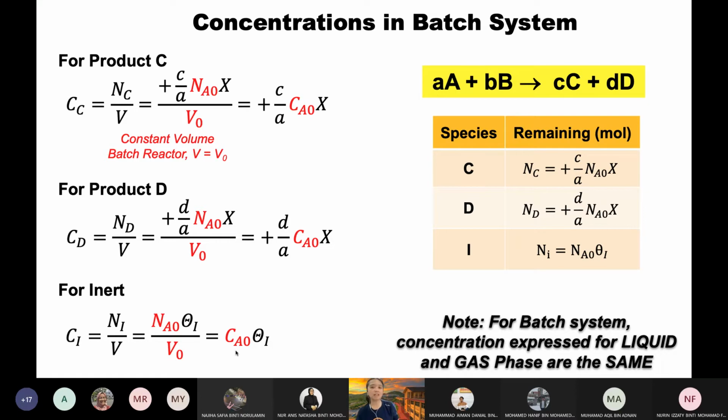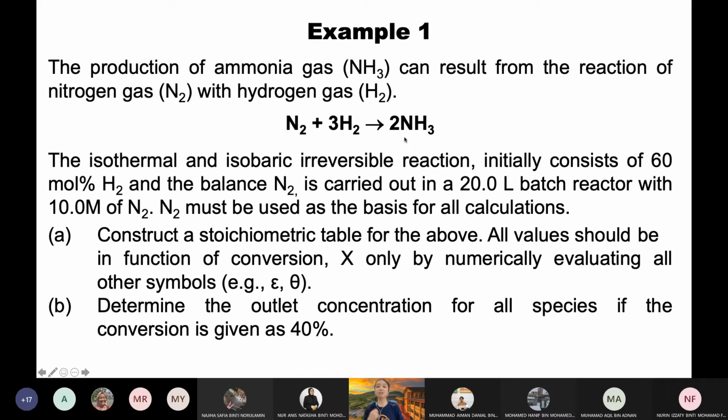So kenapa kita nak tahu ni? Kita nak tahu ni sebab kalau kamu dah ada produk, kamu nak tahu kepekatan dia. Kalau kamu dah tahu Ca0 dan X, kamu boleh kira kepekatan untuk semua compound. If you have Ca0 and X, you know your initial concentration and your conversion, you can calculate the remaining concentration of A, B, C, D and even inert if you have inert. That is actually why you learn the stoichiometric table.